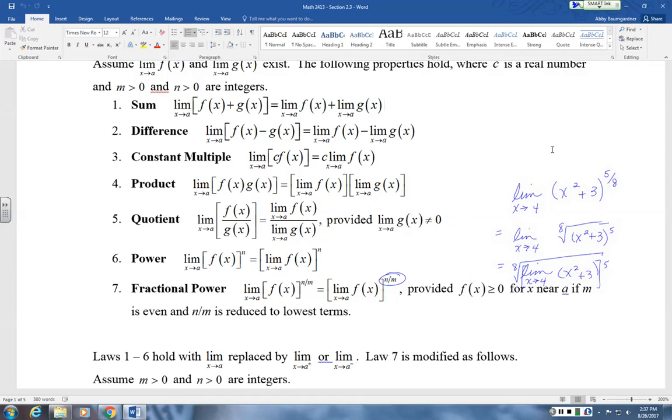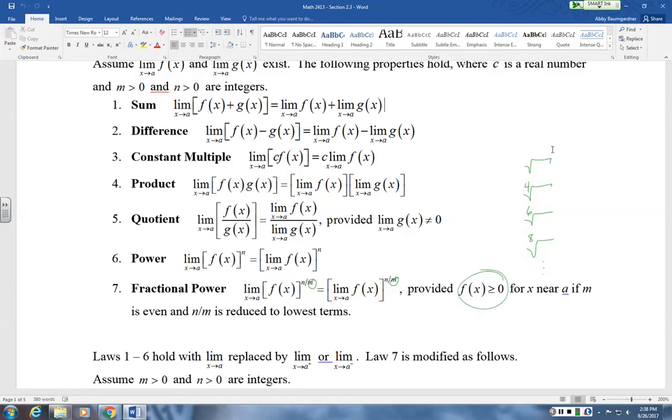Note that there are some stipulations on this particular law. It requires that if m is even, in other words, this denominator down here is even, then what that's going to do is it's going to create an even root. Remember, our even roots are the square root, the 4th root, the 6th root, the 8th root, so forth and so on. And remember, if it's an even root, we cannot take the even root of a negative number. So that's why they throw in this stipulation that if it's an even root, that function has to be greater than or equal to 0.